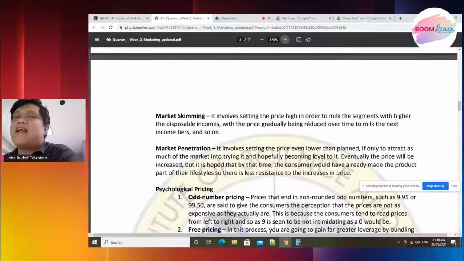The market penetration, it involves setting prices even lower than planned. Okay, it attracts much of the market into trying it, hopefully to become loyal to it. The market penetration states that you have a long projected plan. Okay, na ito yung set natin ng product natin na price for a long period of time. When this long period of time, ang goal mo kasi dito is makapag-penetrate ka ng mga loyal customers mo. Kaya nag-set ka ng mababang presyo. And it's a one-way strategy of our marketers to penetrate in the market. Tayo, kailangan din natin yung ganung strategy.